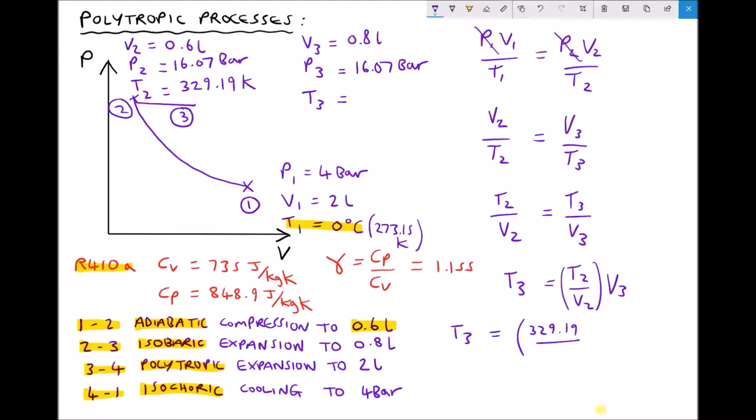Now for the reasons mentioned before, providing we're consistent and we use litres for both V2 and V3, we don't need to convert them to metres cubed. If we converted them to metres cubed, we'd get exactly the same answer. So V2 then is 0.6 and V3 we've specified is 0.8. Therefore T3 in Kelvin equals 438.92.